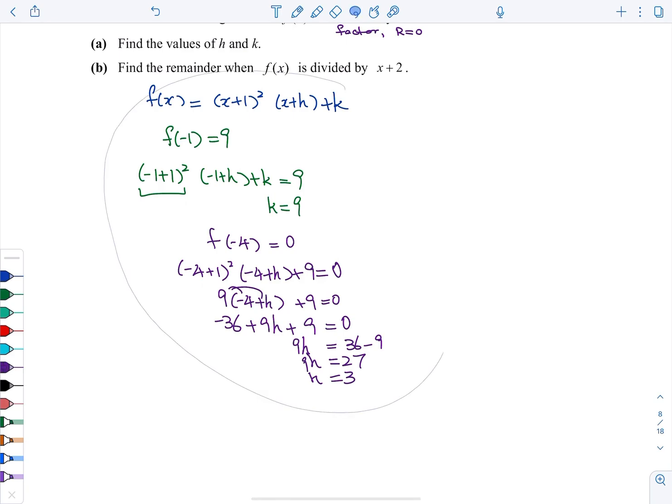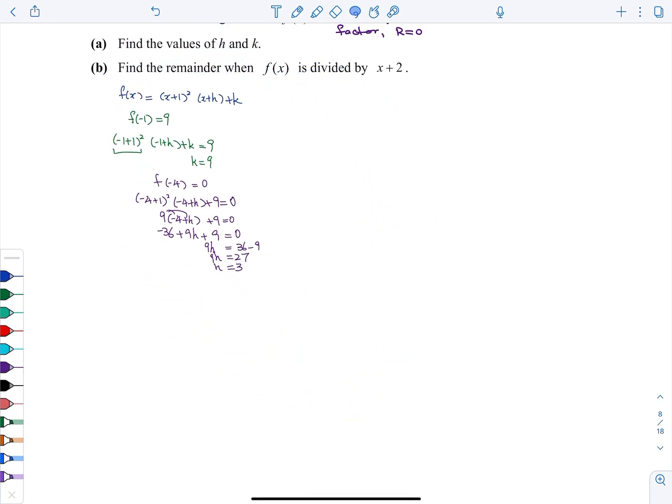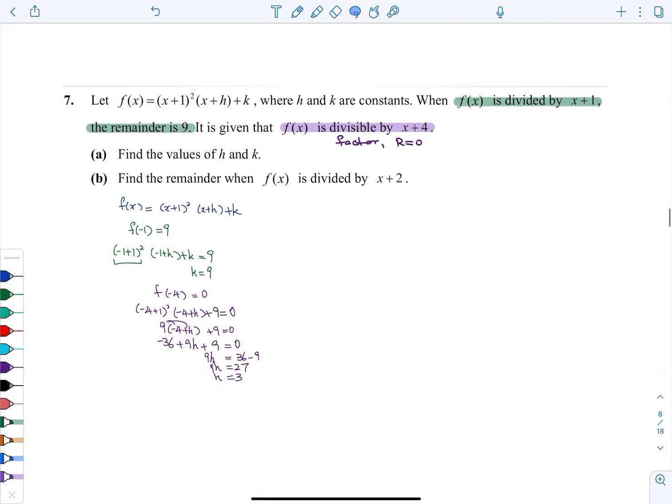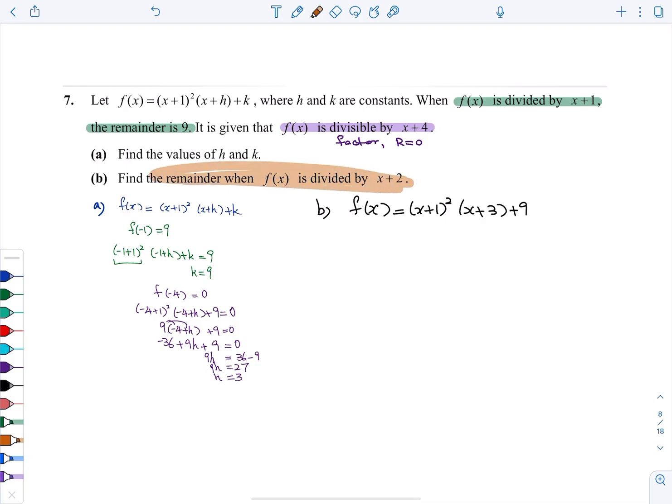Hopefully you can see it. So h is 3. So now that you have h and k, can you rewrite the whole f(x)? You don't need to, but it's better, right? f(x) is (x plus 1) square, (x plus h, which is 3) plus k, which is 9. And then what's the question asking? When it's divided by this thing, find the remainder. Super easy question.